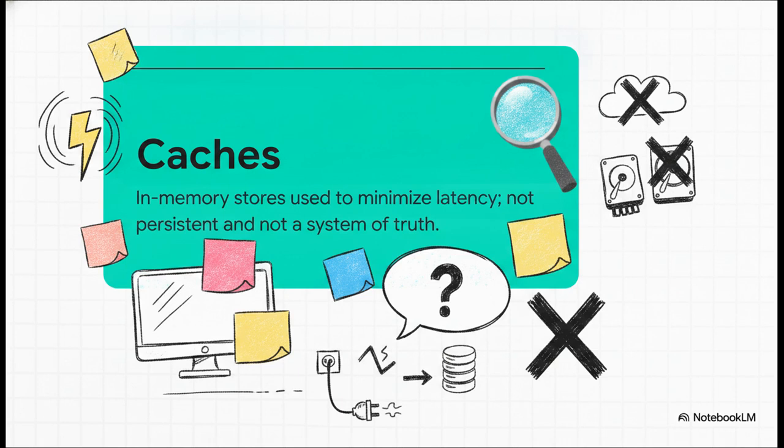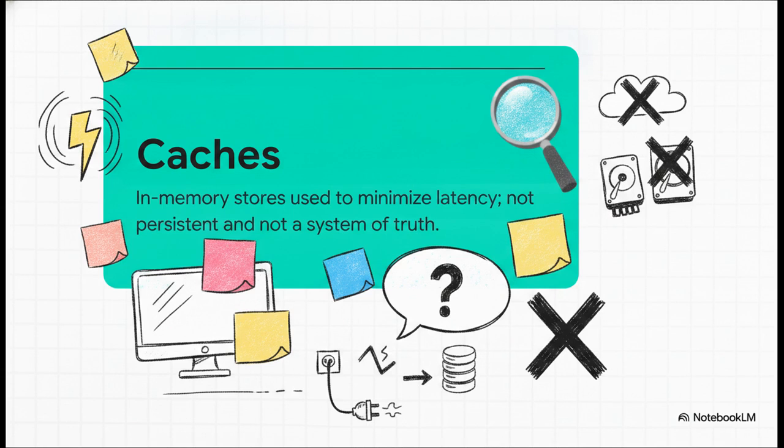Now, caches are an entirely different beast. They are in-memory data stores. I like to think of them as the sticky notes you slap on the edge of your monitor. They exist purely for speed, to minimize retrieval latency. Because they use memory instead of disks, they're lightning fast, way faster than SSDs or HDDs.